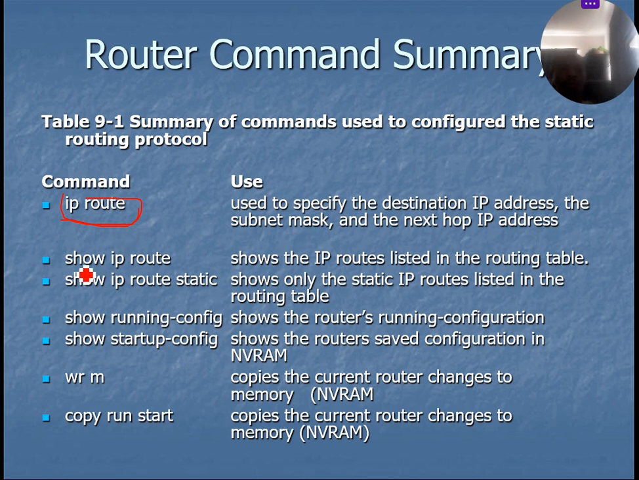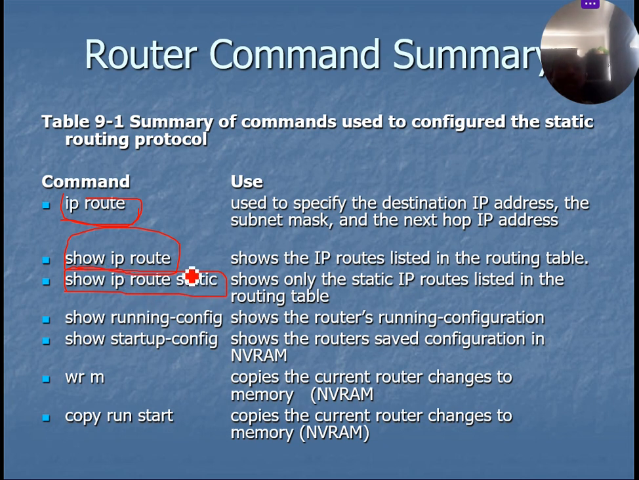What of show IP route? When you type show IP route, it shows the IP routes listed in your routing table. When you type the command show IP route, it will show you all the IP routes that are listed in the routing table, between the two routers or three routers as it were. The next one is show IP route static. You always say it should show you the static routing protocol. So this one shows only the static IP routes listed in the routing table when you put static.